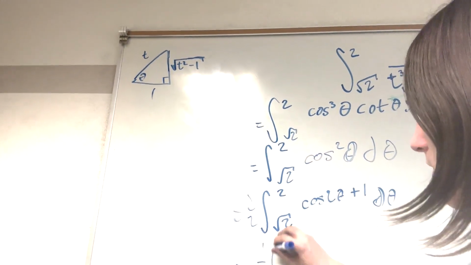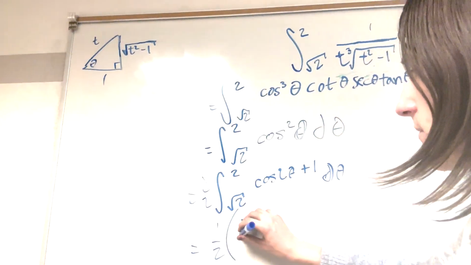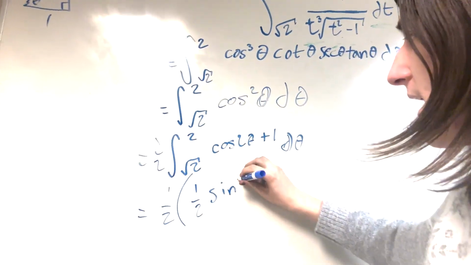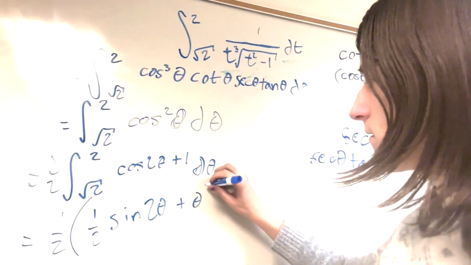We got 1/2, and then the integral of this, it ends up being, this is like a baby u sub, 1/2 sine 2 theta, and then plus theta, I think. Is that how I had it work out? Let's make sure I'm not lying to you all.